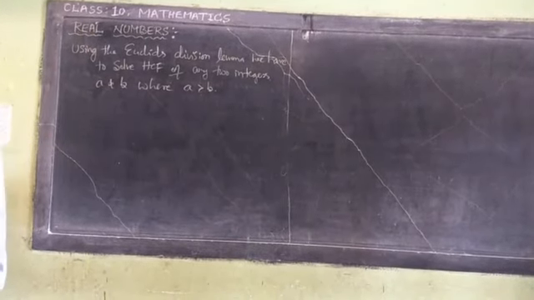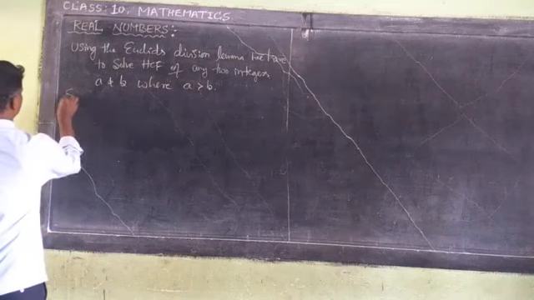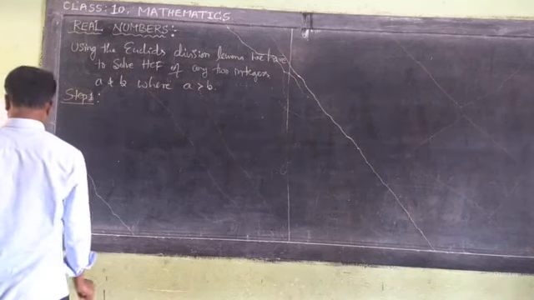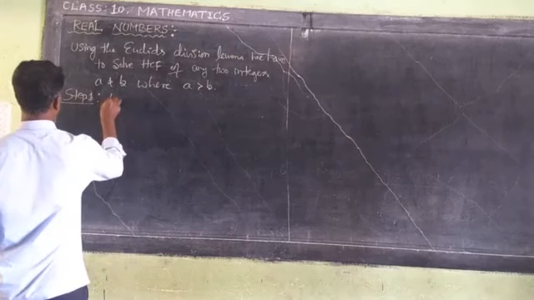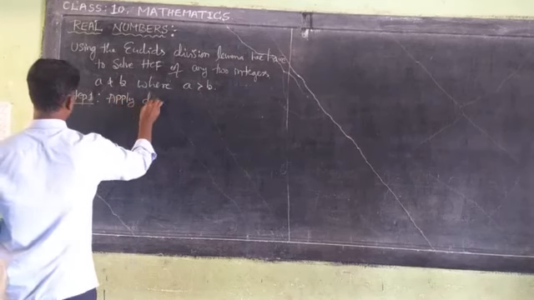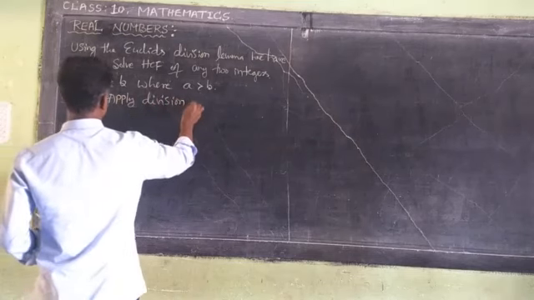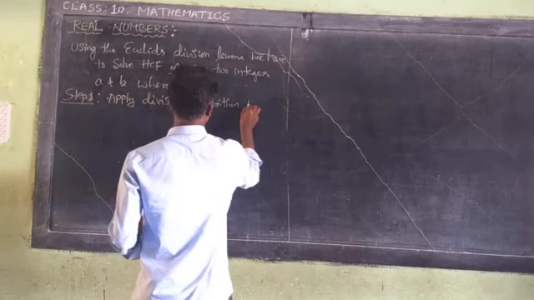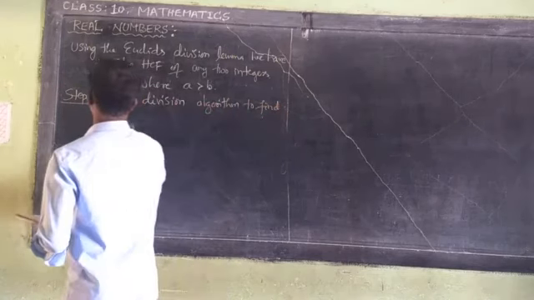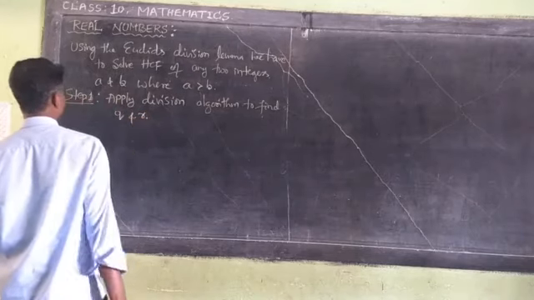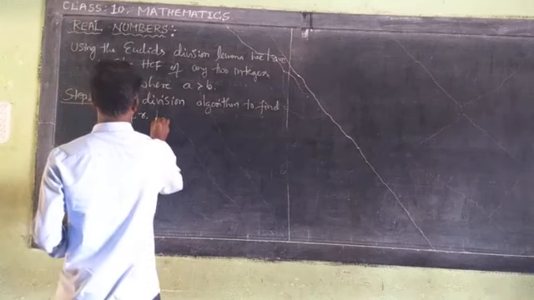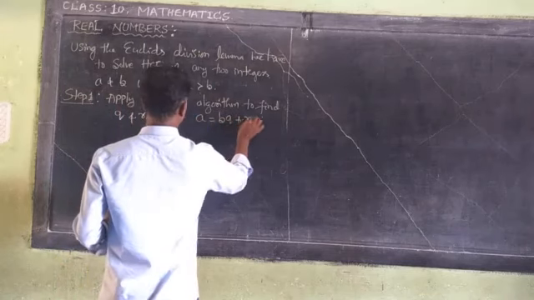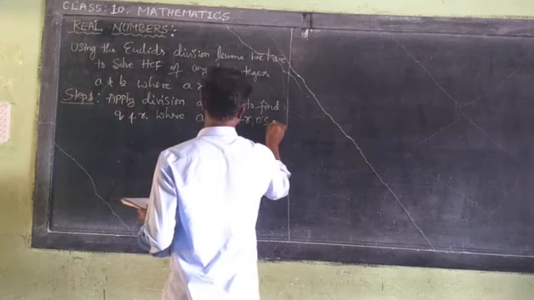You can write the steps here. Step 1: Apply division algorithm to find q and r. q and r mean quotient and remainder, where 0 is less than or equal to r, and r is less than b.